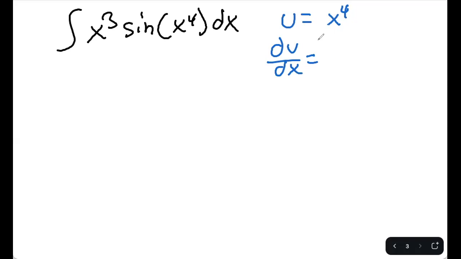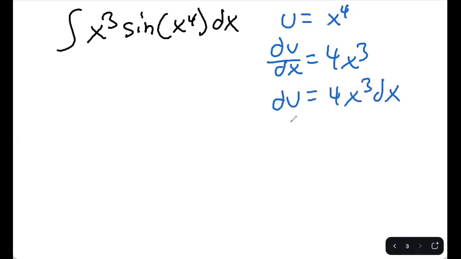I would use the n plus one, right? Well, this is a derivative, we're not even doing an integral right now. Oh, just the derivative, that'd be 4x cubed. Yeah, 4x cubed, and then I have to solve for dx, so I multiply both sides by dx. Right, dx would be du over 4x cubed.